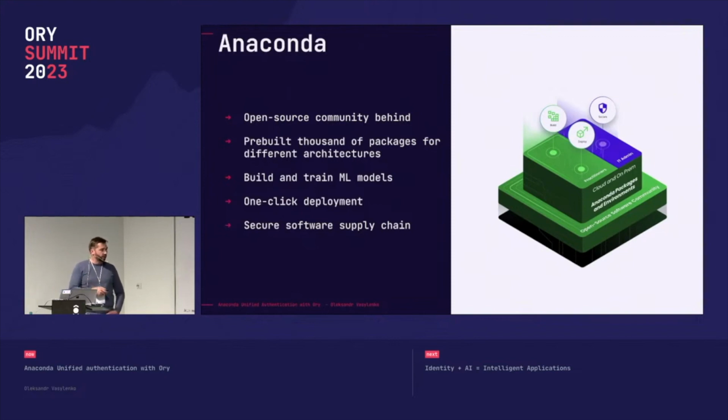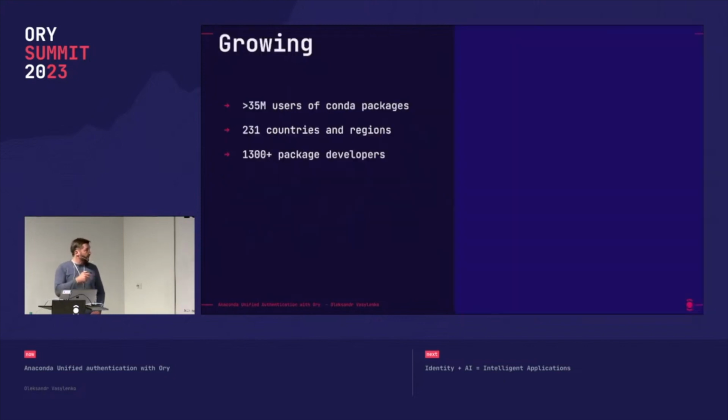Panel, HoloViz, Numba, and others. Anaconda provides the possibility to build and train machine learning models and deploy them with one click. And a very important topic is securing the software supply chain, because Python becomes more and more popular day by day, and many users use it, and companies ask us how they can prevent their software from using vulnerable packages, and yes, we have solutions for this.